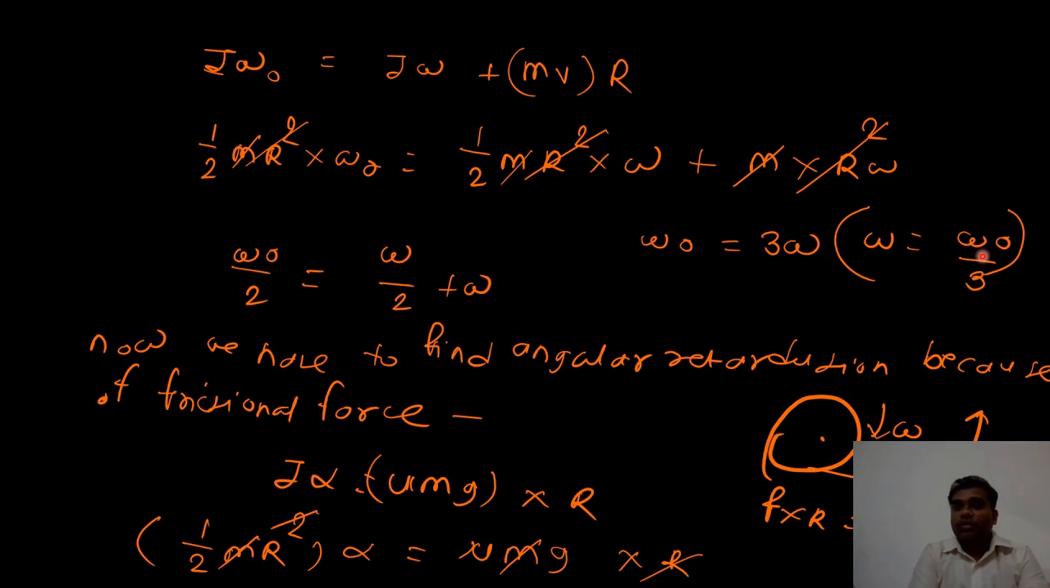That means when v is equal to r omega, it starts pure rolling motion. Up to that it will do its sliding motion.